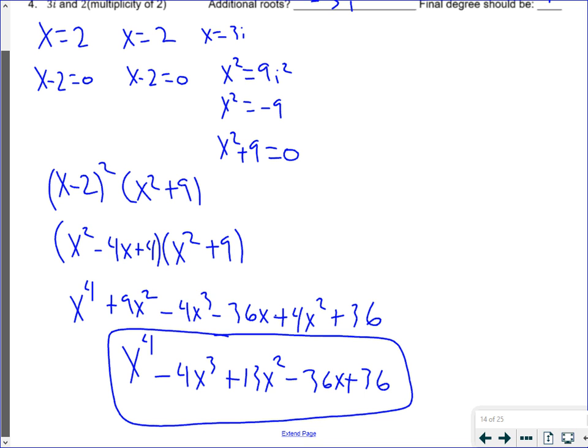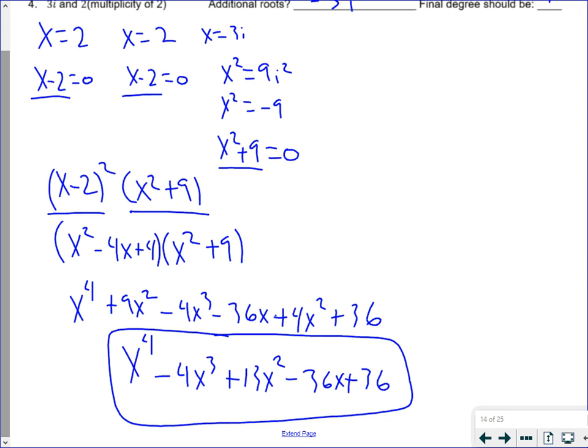So all I have to do is square both sides. And when I do, I get x squared equals 9i squared. i squared is -1. So 9 times -1 is -9. So I get x squared equals -9. I can add the 9 over, and I get x squared plus 9 equals 0. After that, I just need to multiply x squared plus 9 with x minus 2 and x minus 2. And when I do, I get x minus 2 squared times x squared plus 9.